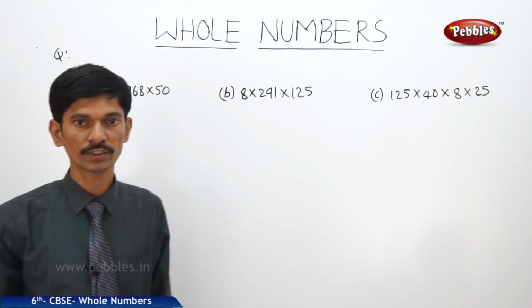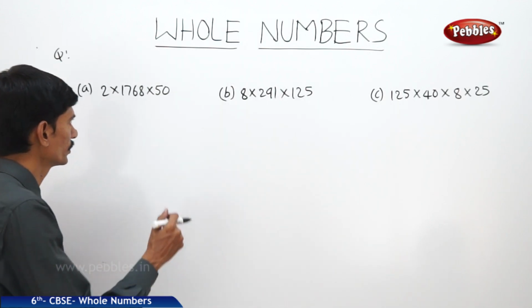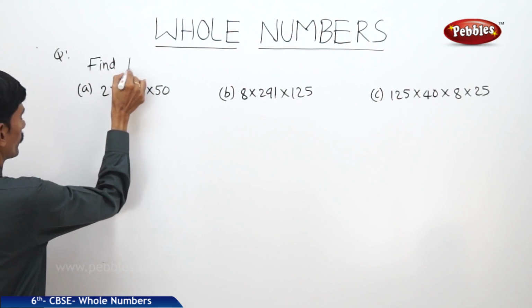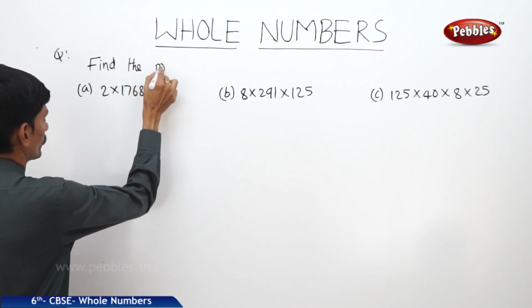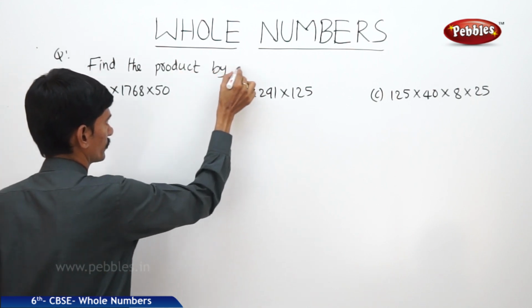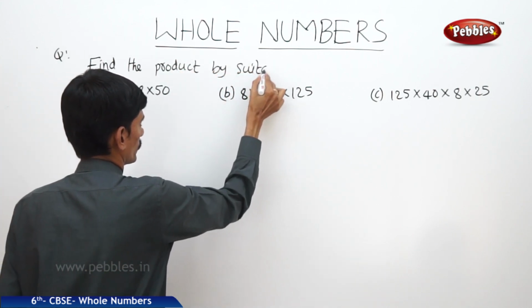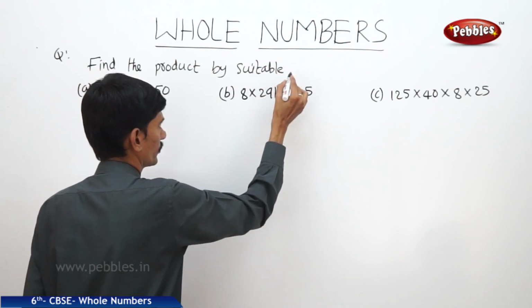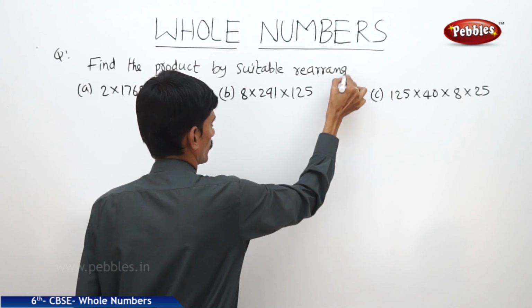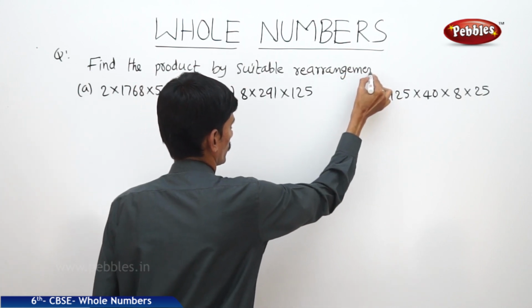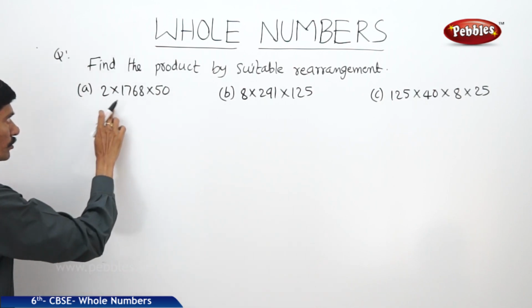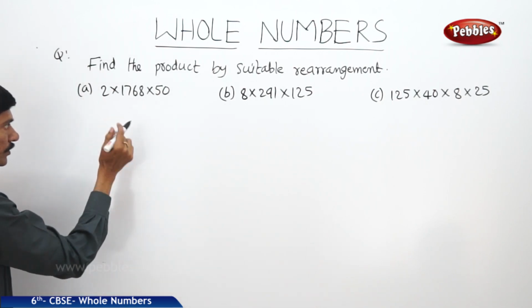Now let us see the next question. Find the product by suitable rearrangement. Now the first question is 2 into 1768 into 50.